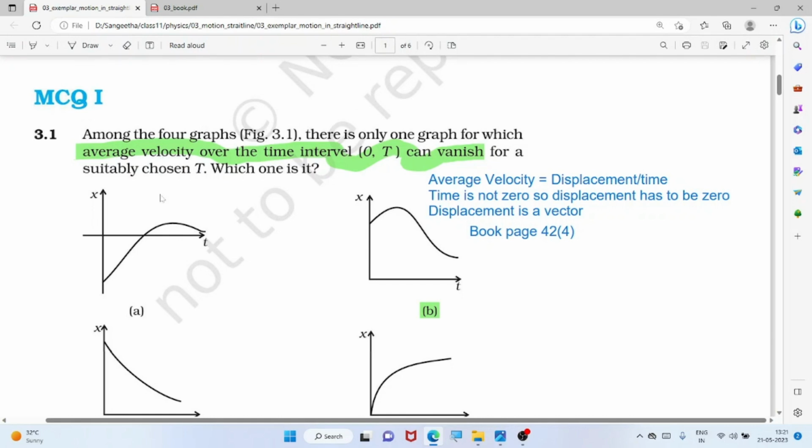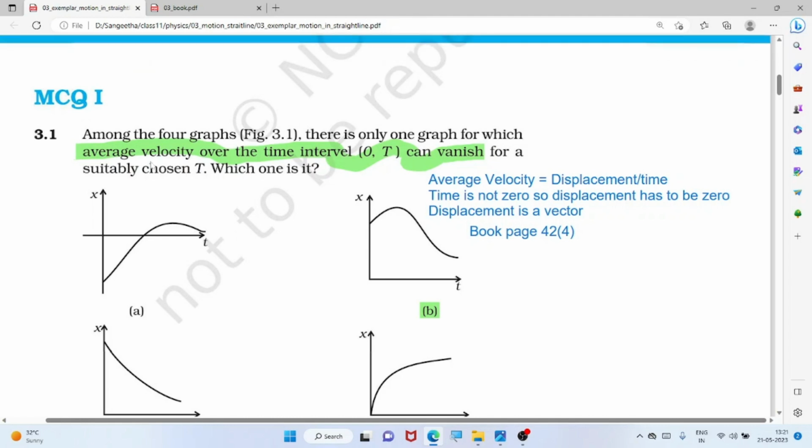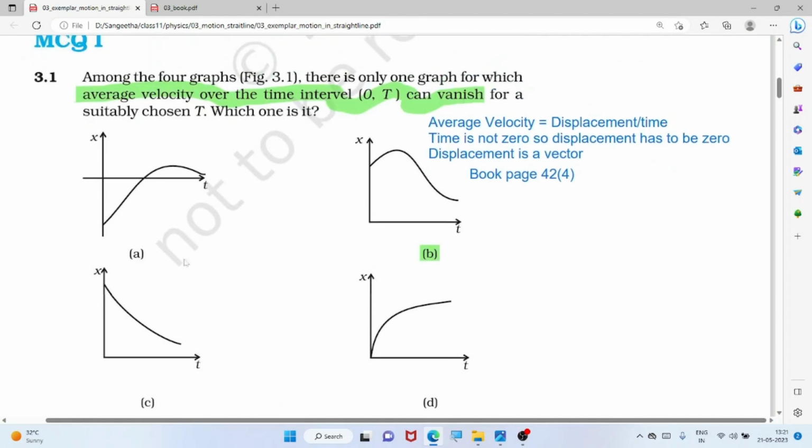Among the four graphs, there is only one graph for which the average velocity over the time interval can vanish for suitably chosen t. Which one is it? See, average velocity is displacement by time. In these graphs, time is not zero, time keeps on increasing. So when average velocity is 0, then displacement has to be 0.